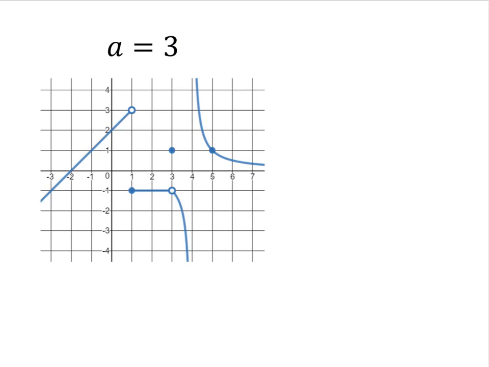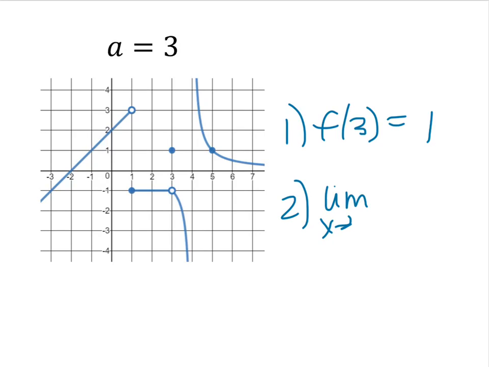What about when x is 3? Let's go through the conditions here. Condition number 1, f of 3, looking at the curve, we're going to get f of 3 equals 1. Find the limit as x approaches 3. This one's headed to the same quantity from each direction, from the left and from the right. So we'll say that limit is equal to -1.